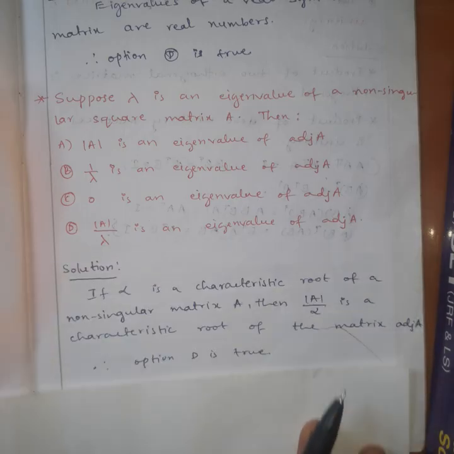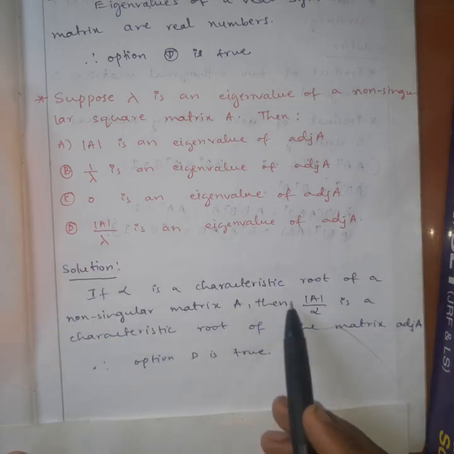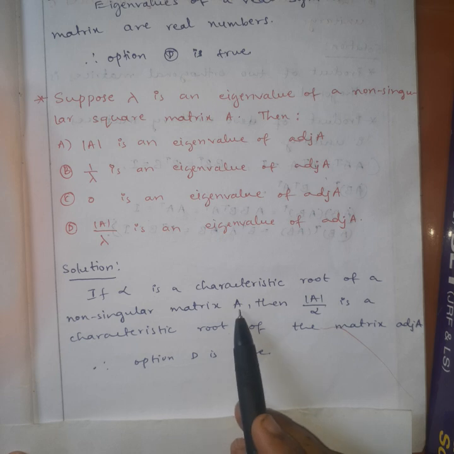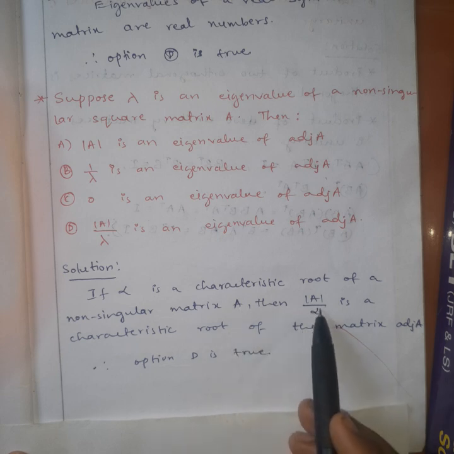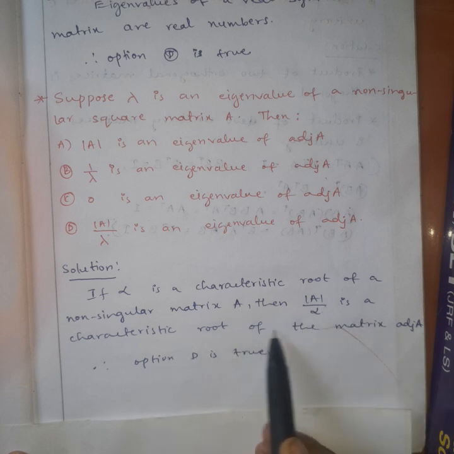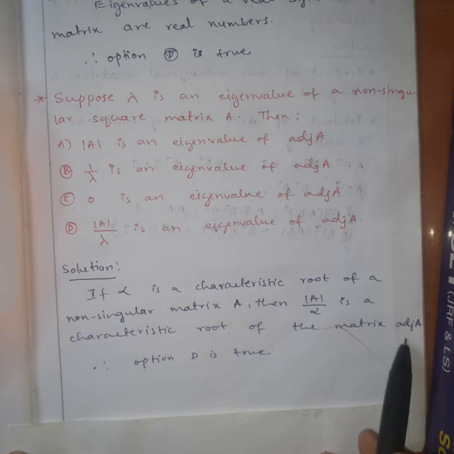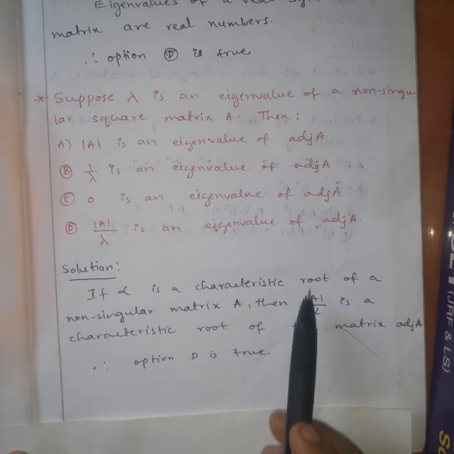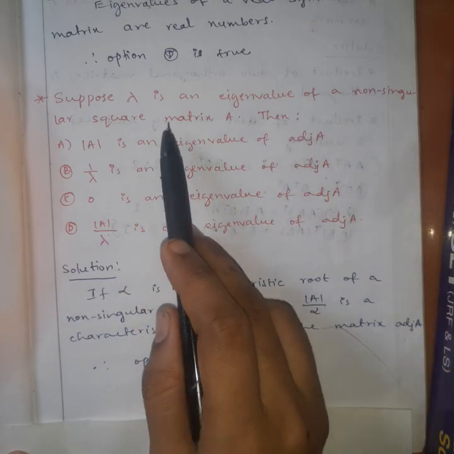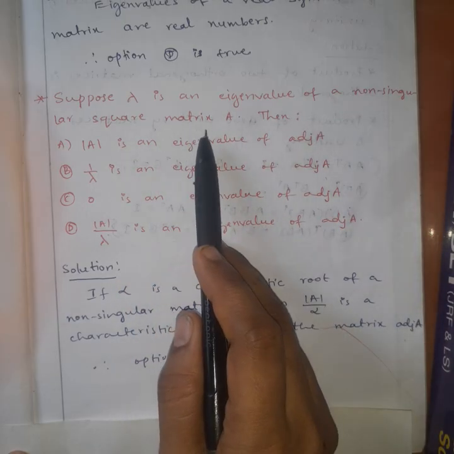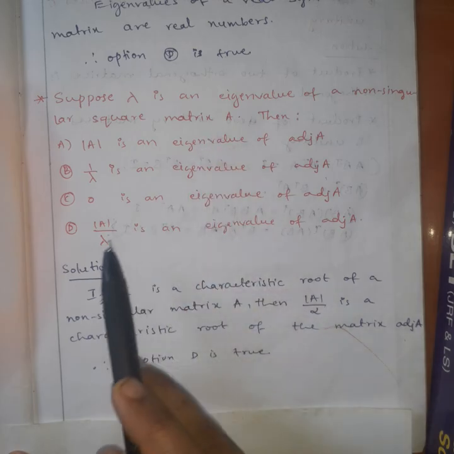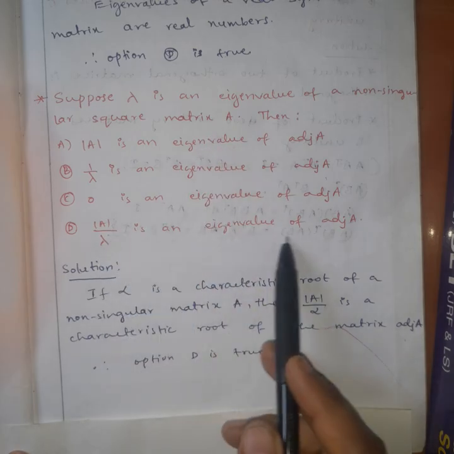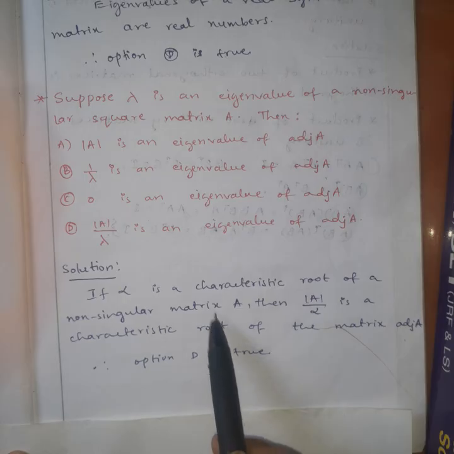We have one of the results. If alpha is a characteristic root of a non-singular matrix A, then determinant of A by alpha is a characteristic root of the matrix adjoint A. So here alpha is not equal to 0 because it is an eigenvalue of a non-singular matrix. Here lambda is an eigenvalue of a non-singular matrix, so lambda should not equal 0. Therefore determinant of A by lambda is an eigenvalue of adjoint A by this result. Therefore option D is true. This is also a direct question.